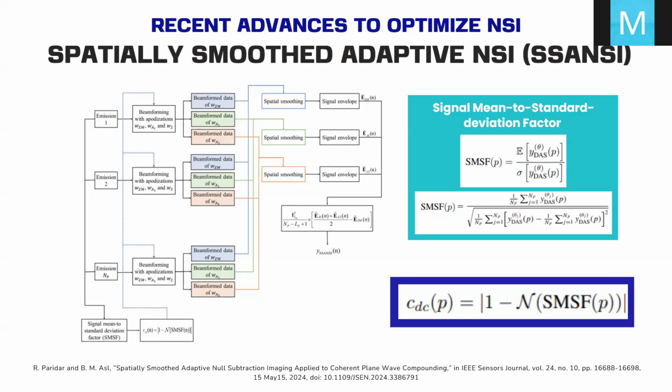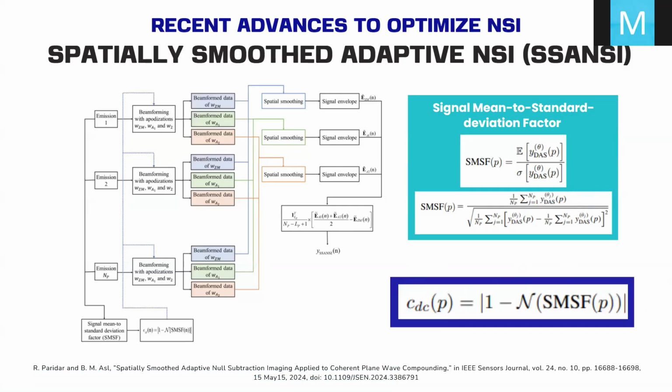complexity. The second adaptive extension is the spatially smoothed adaptive NCI, or SANSI. Instead of using queries, this method computes the bias based on the angular stability of DAS responses across different transmission angles, quantified by the signal mean to standard deviation factor. High values of this factor indicate coherent regions, while low values indicate noise. Then, the normalized factor is used to calculate the adaptive bias according to this formulation.